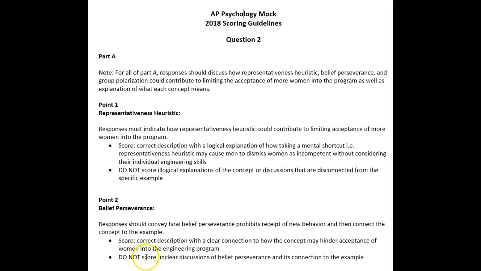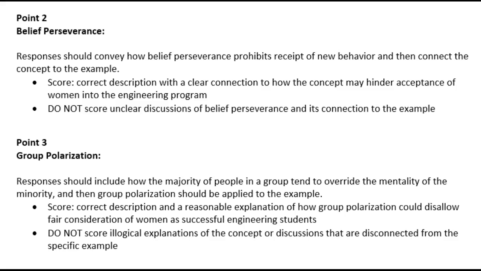And of course, those who will not receive a score will not receive a score because they give unclear information, or they fail to connect their description of belief perseverance to the actual example with the women trying to be admitted into the program. Now we're all set to look at the next point. Point 3 is group polarization. Responses should include a discussion of how majority mindset rules, and that majority mentality tends to just trump those who are the minority.